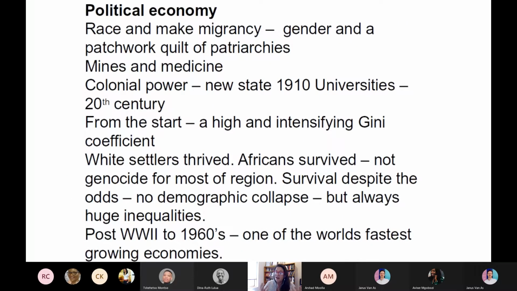And the political economy of our region, politics linked to extraction, linked to capitalism, linked to innovation, has made race and migrancy and a patchwork quilt of patriarchies, the division along gender lines in so many of our ancestral communities, fundamental to how we emerged as a state in 1910. And universities got their start in South Africa in the late Victorian era, and then in the early 20th century.